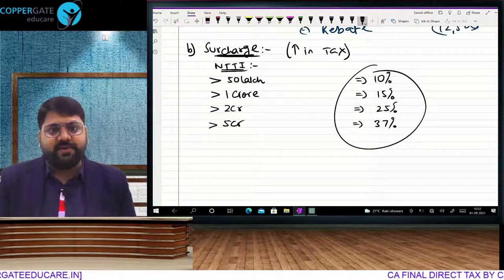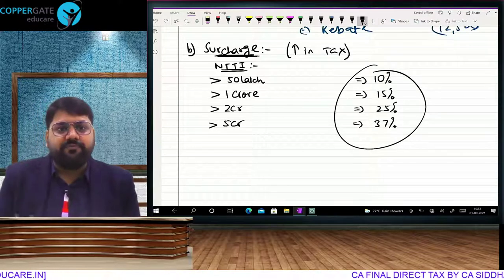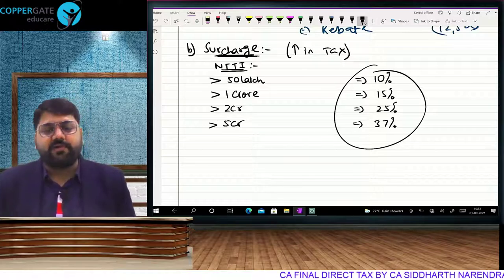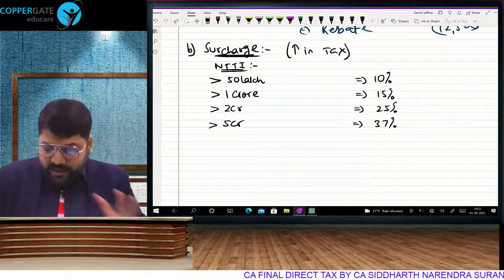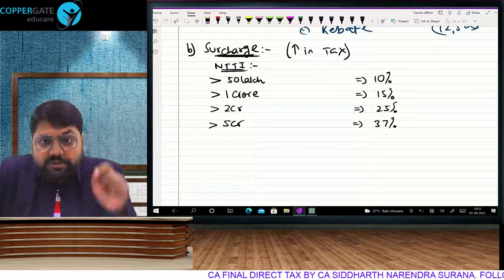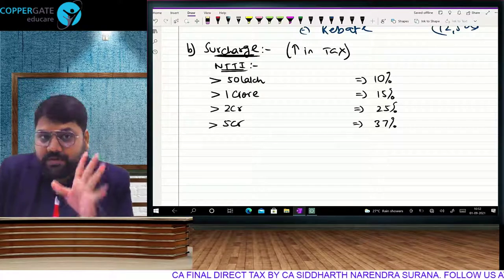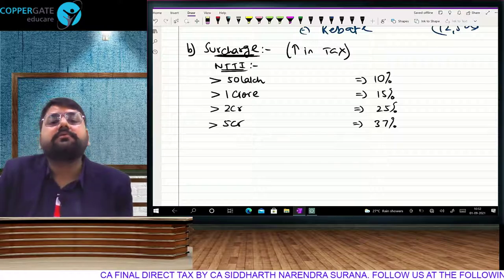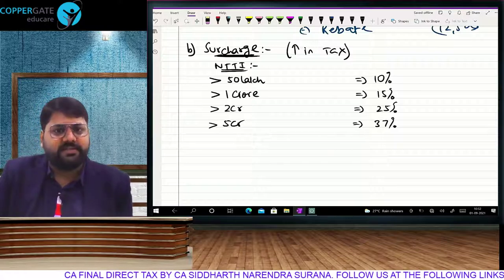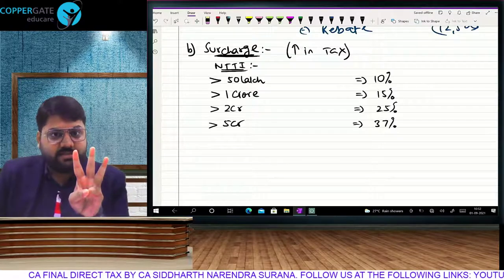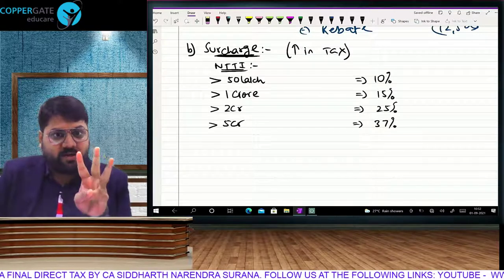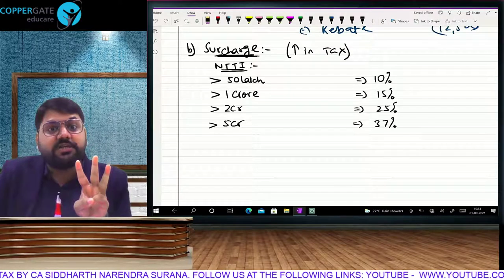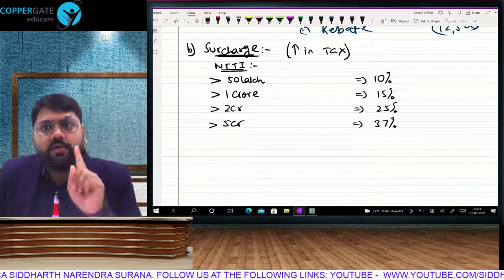What rate? 10%. After 1 crore, what rate? 15%. After 2 crore, what rate? 25%. And after 5 crore, 37%. But this is not as easy as you are thinking it is, because in-depth discussion is now going to be done. Please pay attention. How many conditions for rebate? Three conditions: resident, individual, income up to 5 lakh. Only three conditions. For surcharge, only one condition.